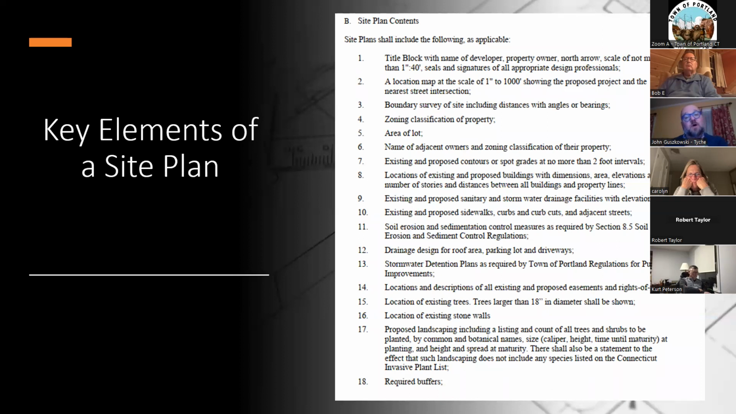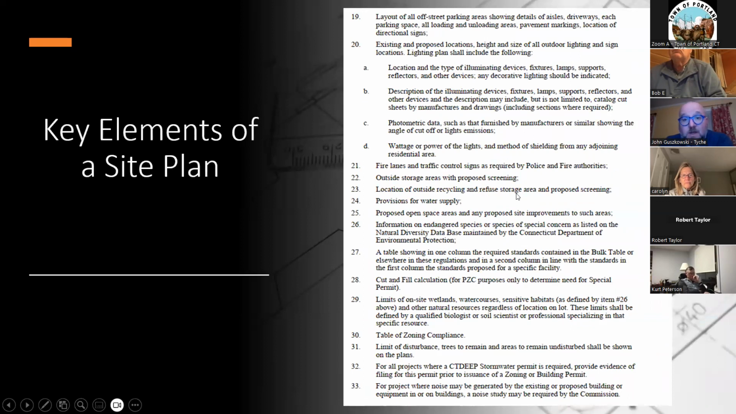This is taken from the town of Portland's zoning regulations. This is the first section. There's actually quite a few elements in the town of Portland's zoning regulations for site plans. So each of these things: the title block, location map, boundary survey, area, name of adjacent owners, where the stormwater system goes, where the sewer system goes, where the sidewalks go, drainage, stormwater detention, trees, stone walls, landscaping elements, buffer areas. And it goes on and on and on.